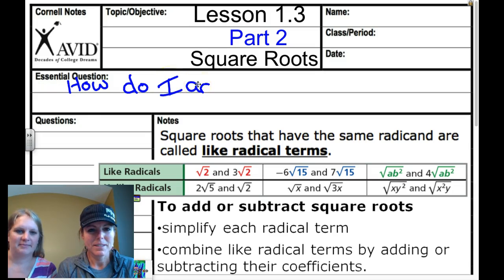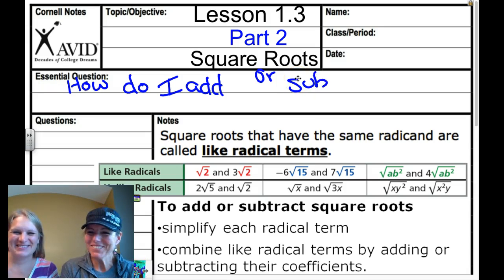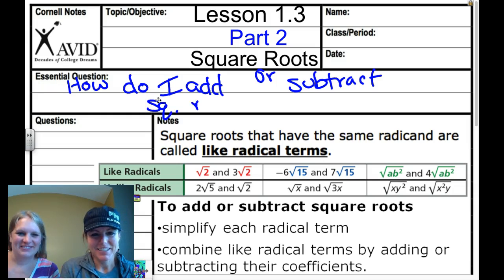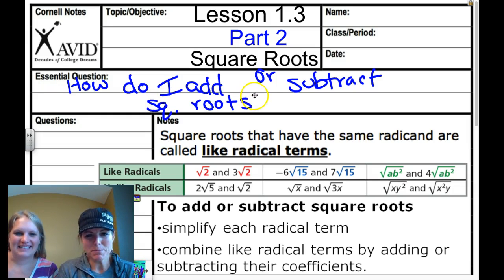Oh, this is slow today. Yeah. Add. Oh boy. Or subtract. We're really floating around. Square roots. Hopefully the pace picks up here.